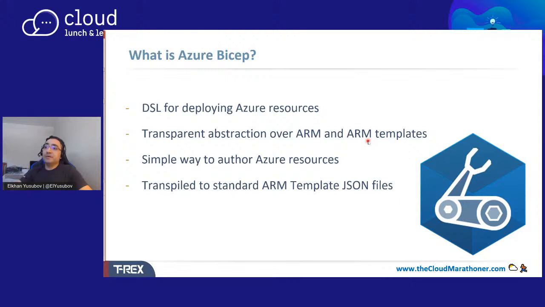And whenever you have Azure Bicep, you can always transpile that. You can basically convert that into ARM templates and have this as an ARM template JSON file output. So let's look at that notion: what does it mean that Azure Bicep is a transparent abstraction over ARM and ARM templates?